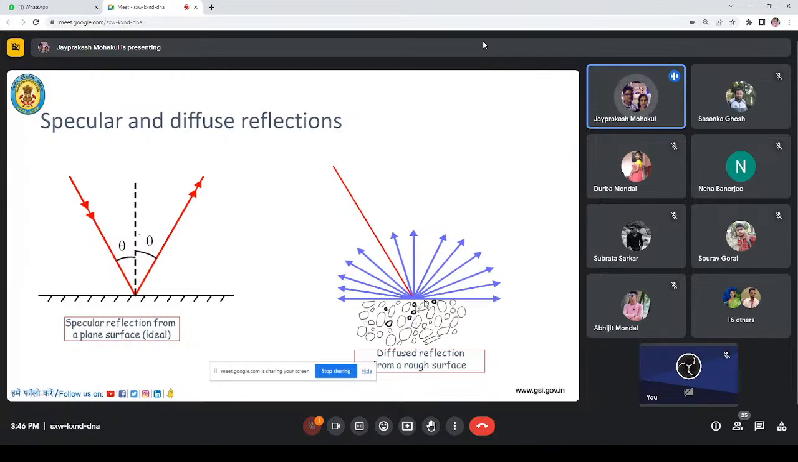So depending upon the varied positions of the reflecting surface with respect to the incident light, since in a rough surface it is quite varied, in total you have a diffused reflection. Is it understood?